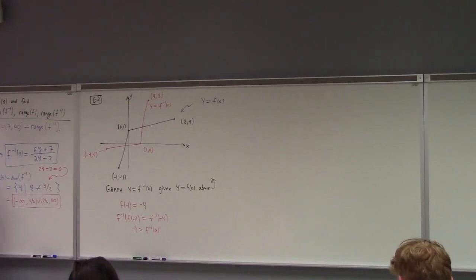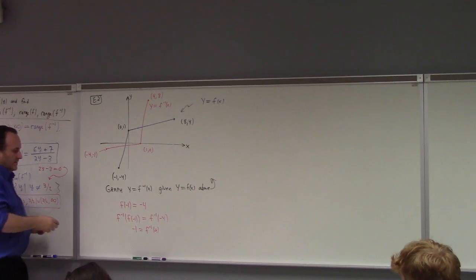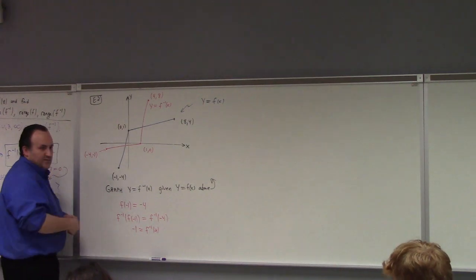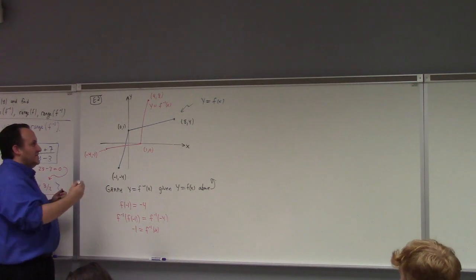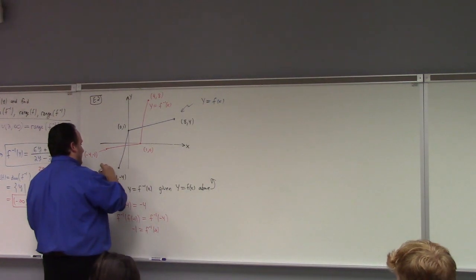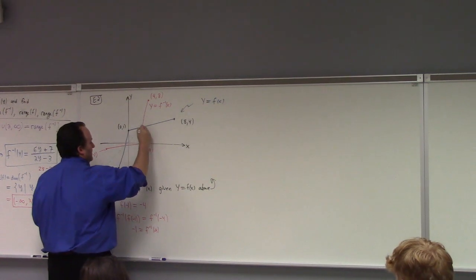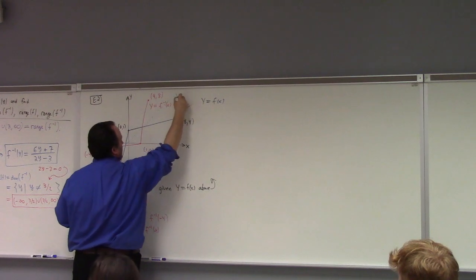And if I did this right, if I did it carefully, the graph should be symmetric about the line y equals x. You should see that the graph of the function and the graph of the inverse are reflections about one another along this line y equals x.